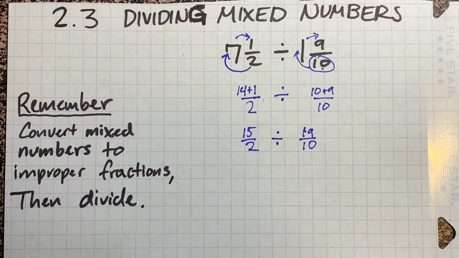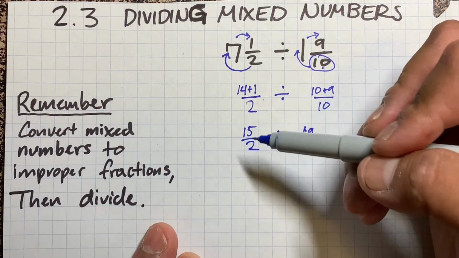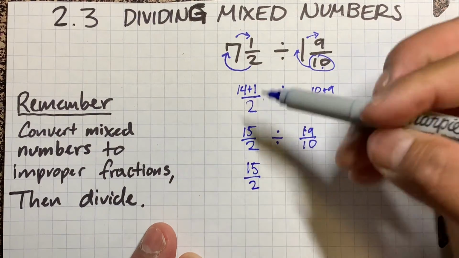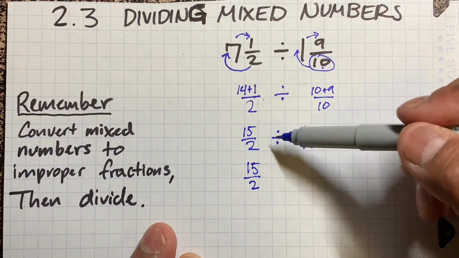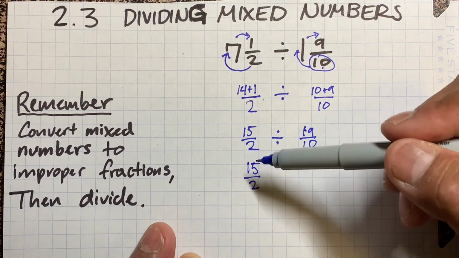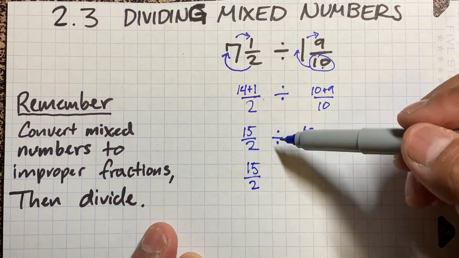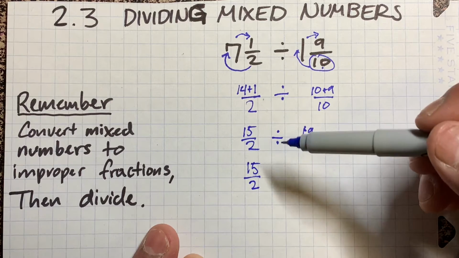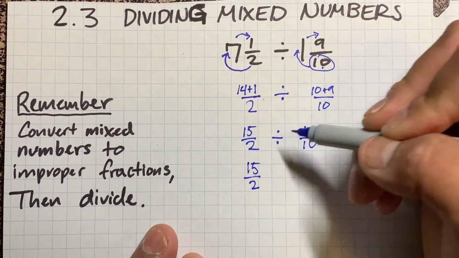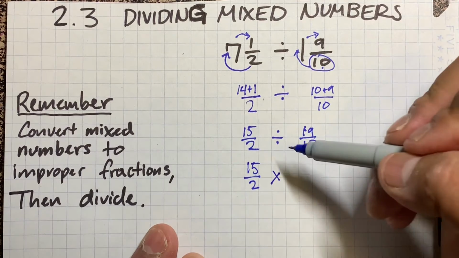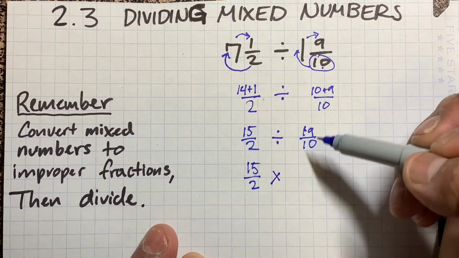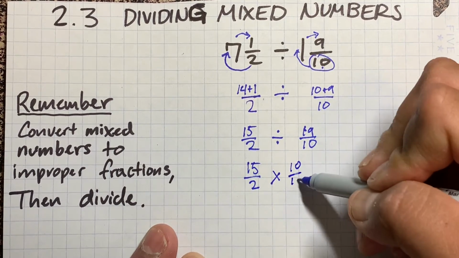Okay, next you would just simply do what we learned before, and that's dividing fractions. So your dividend, 15 over 2, remains the same, just rewrite it. Your dividend number, on the left side of the division sign, never reciprocates. Your division symbol, we're going to write the multiplicative inverse. In other words, the opposite of division is multiplication. When we change the sign, we have to reciprocate the divisor fraction, 19 over 10. So that becomes 10 over 19.